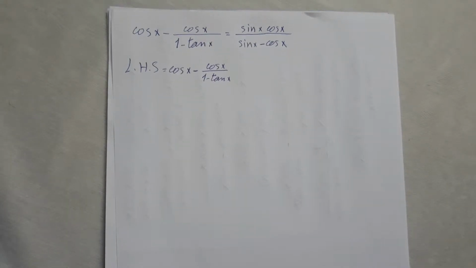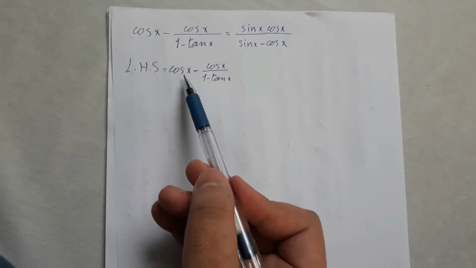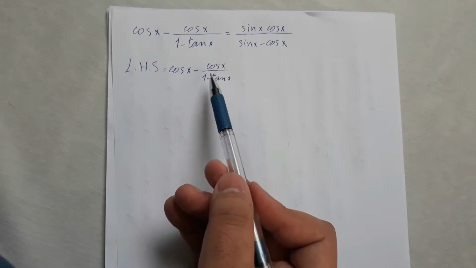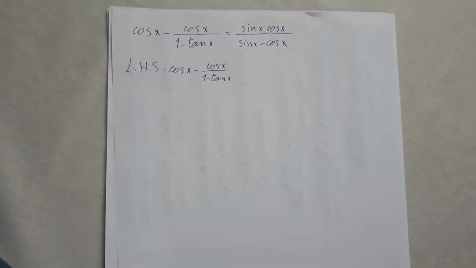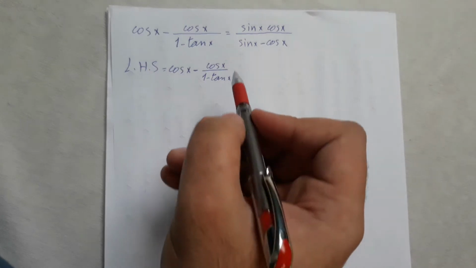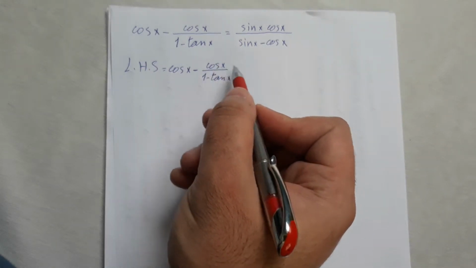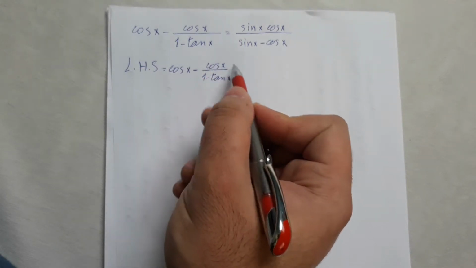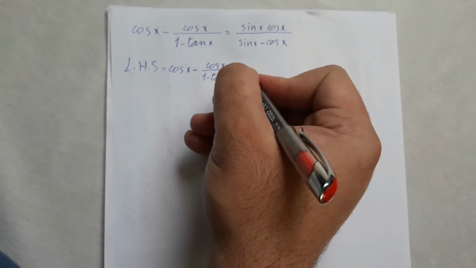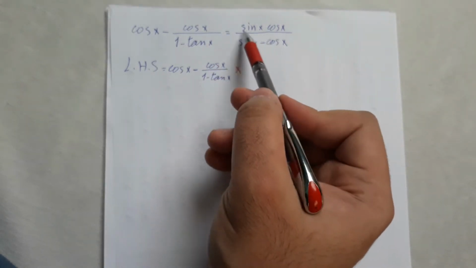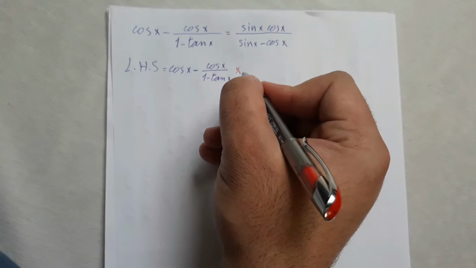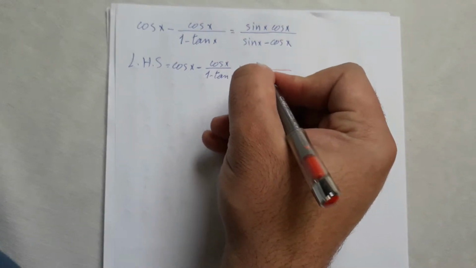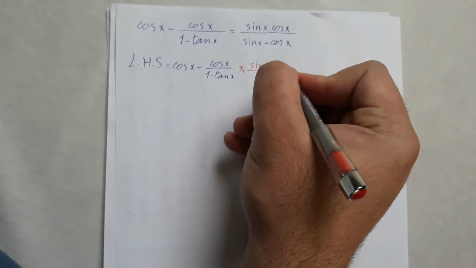The left hand side is cosine x minus cosine x over 1 minus tan x. In this method, I'm going to multiply this fraction and divide it by the numerator of the right hand side, which is sine x cosine x.